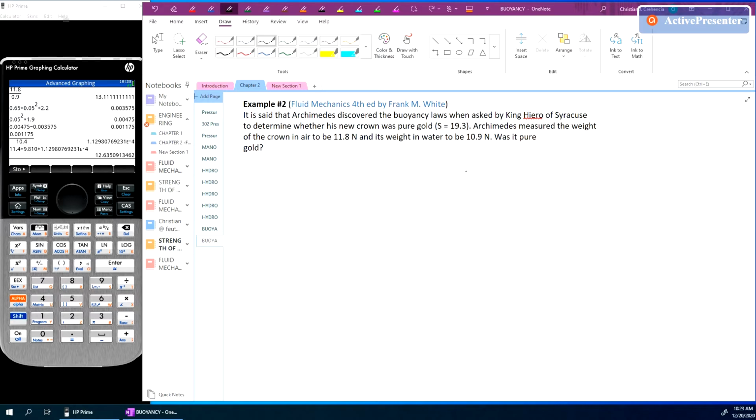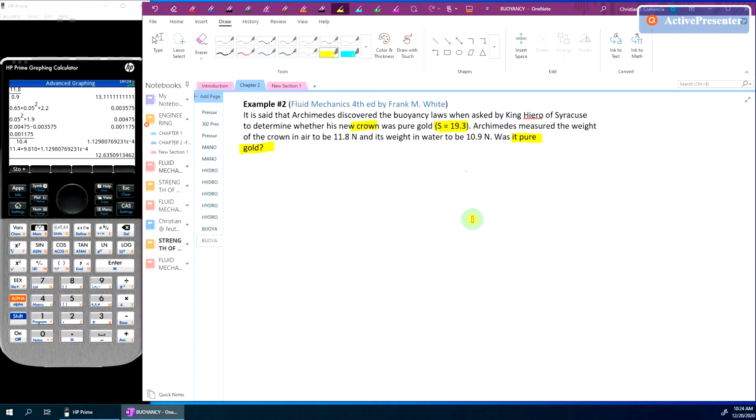Okay, so example number 2. In this scenario, the goal is to determine whether a crown is pure gold. So how will we know? If we get the specific gravity. This is the known specific gravity of pure gold, 19.3. If we get that, then we can conclude that it is pure gold. So, what was done?